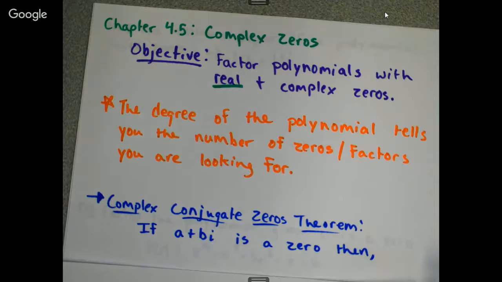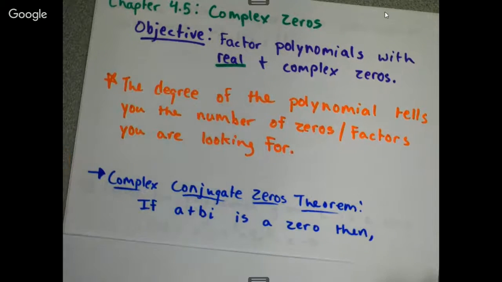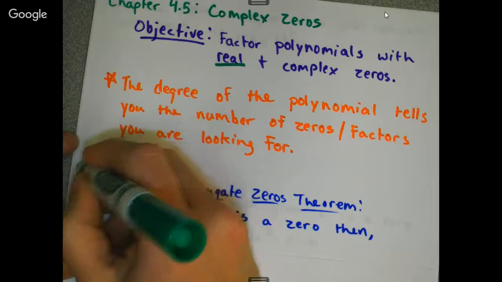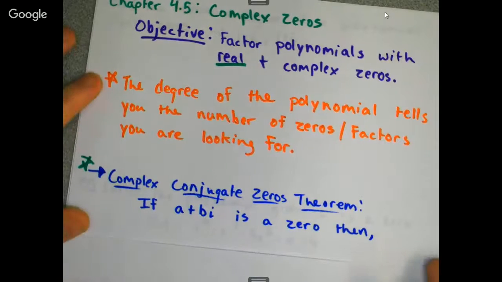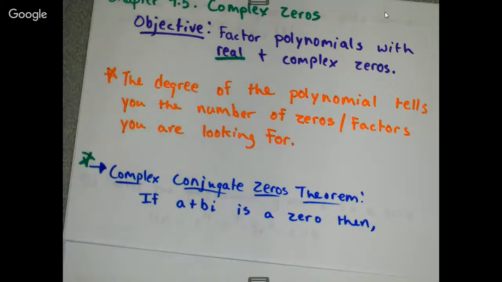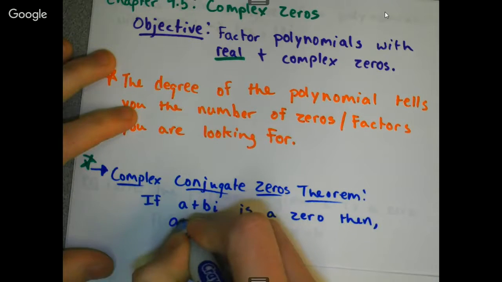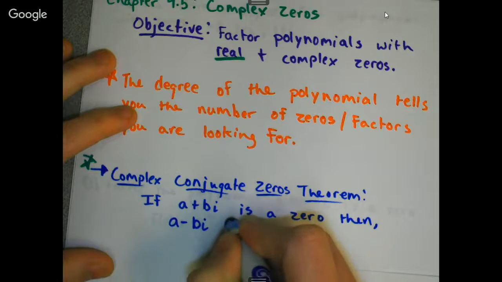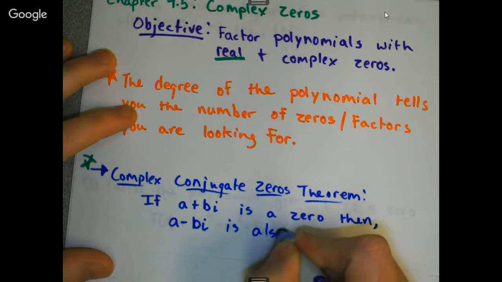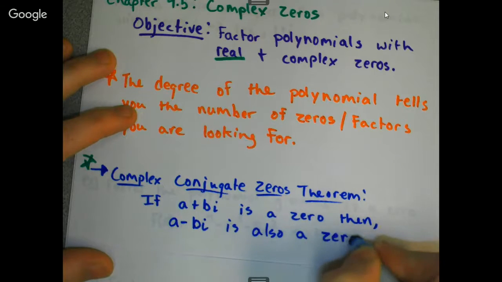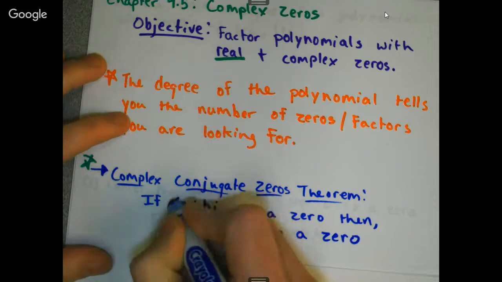So the complex conjugate zero theorem is super important, okay? And this will trick you up all the time. So if a plus bi is a zero, then a minus bi is also a zero. Okay, they have to come in pairs.